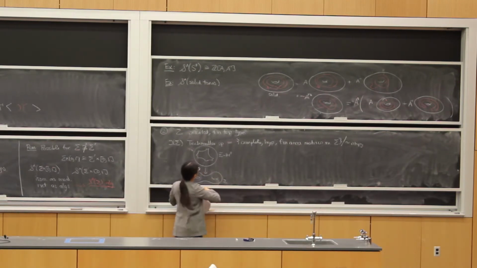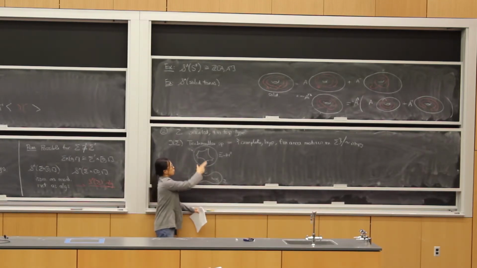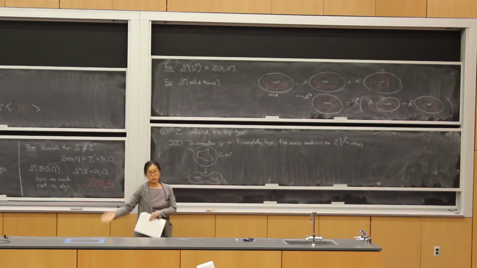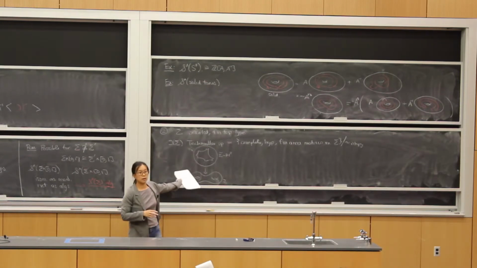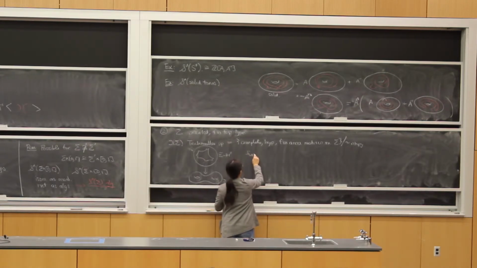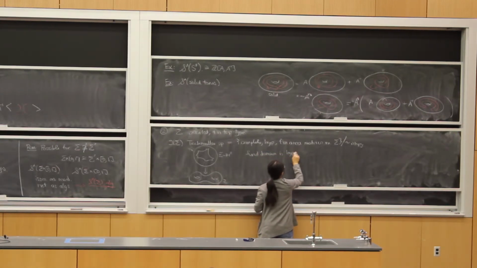What do I mean about the different metrics? The different metrics on sigma correspond to the different shapes of octagons that you have upstairs. If you're gluing it out of a completely regular octagon, you're going to get a different metric downstairs than if you take a not very regular octagon like I have here. So the fundamental domain is a hyperbolic polygon.